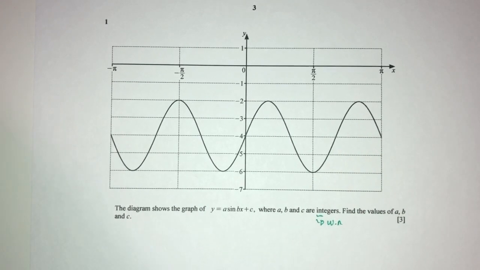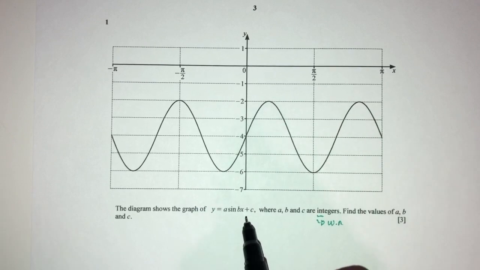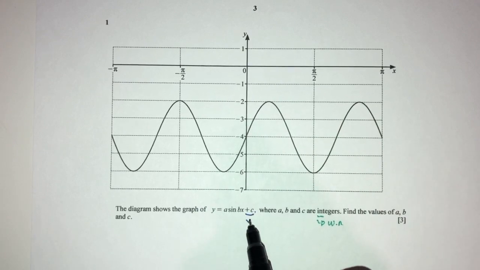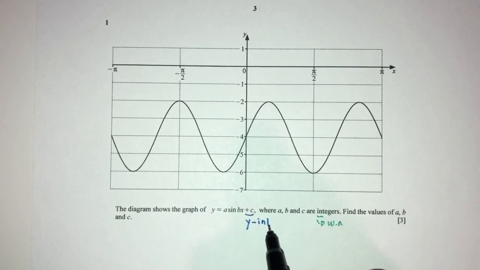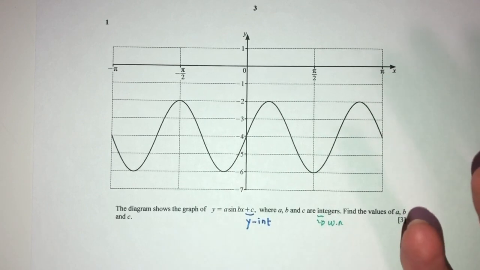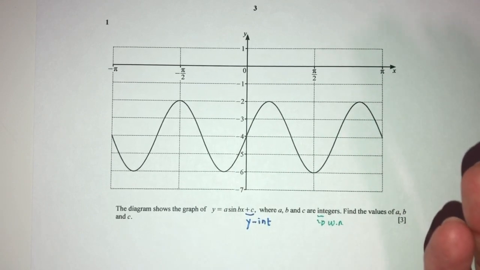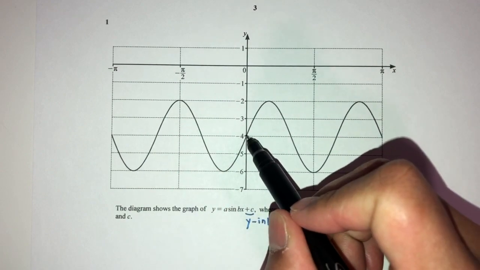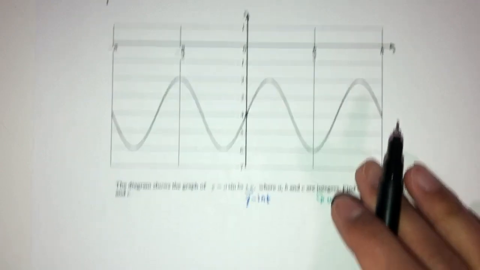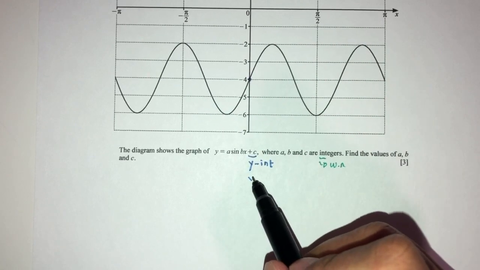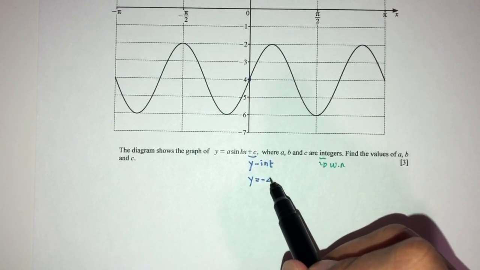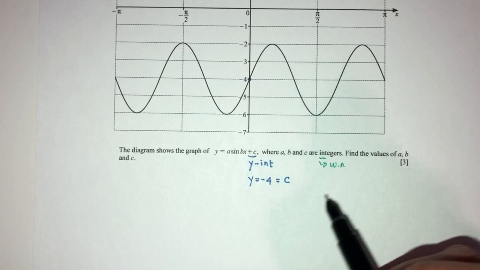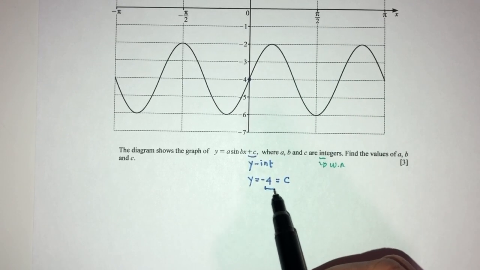One thing we can see right away is that this plus c is the y-intercept. It is the place where it cuts your y-axis. As you can see, it cuts your y-axis exactly at this position. This point is y equal to -4 and hence equal to c. So here we have c equal to -4.